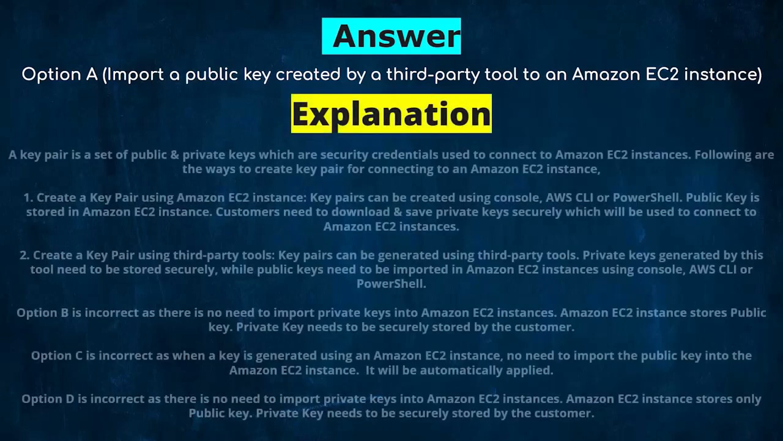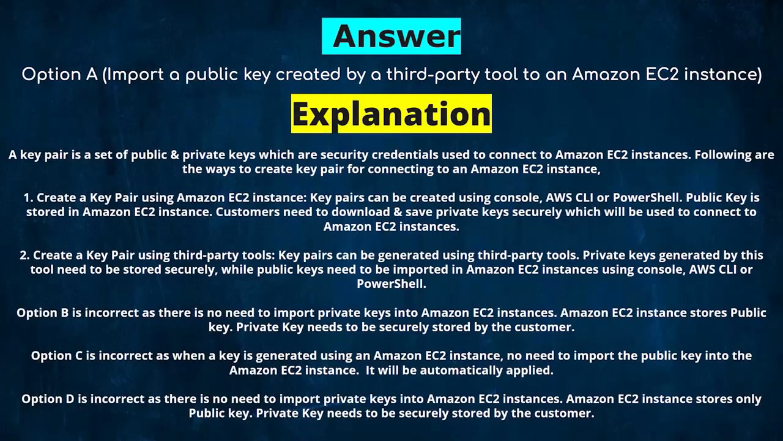Explanation. A key pair is a set of public and private keys, which are security credentials used to connect to Amazon EC2 instances. Following are the ways to create a key pair for connecting to an Amazon EC2 instance. Number 1. Create a key pair using Amazon EC2. Key pairs can be created using console, AWS CLI, or PowerShell. The public key is stored in the Amazon EC2 instance. Customers need to download and save private keys securely, which will be used to connect to Amazon EC2 instances.